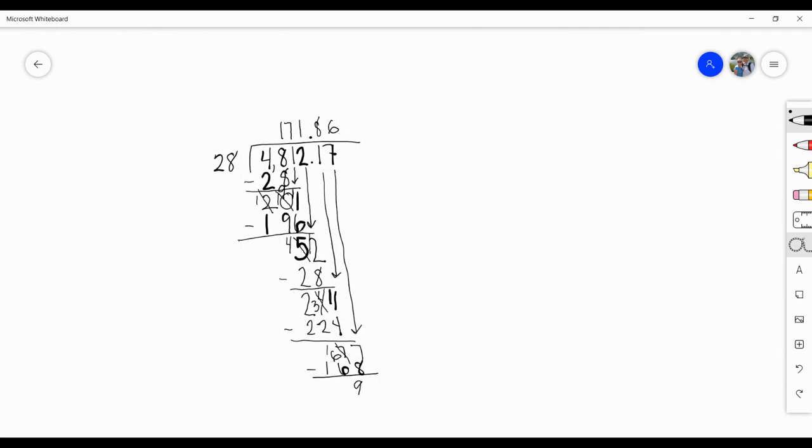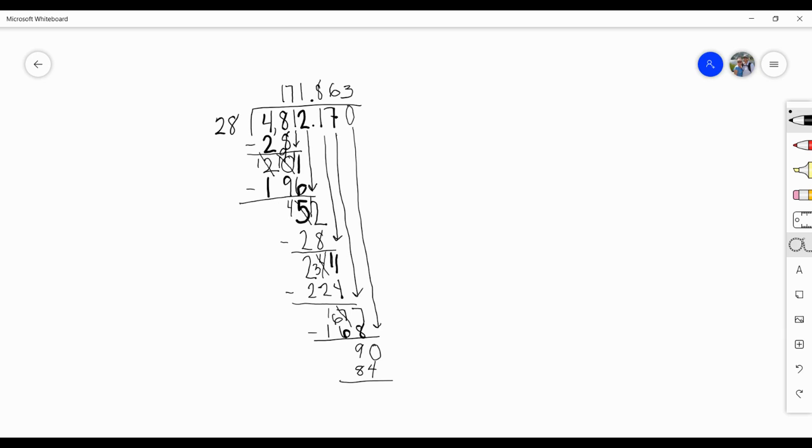Now I need to go out to 3 decimal places. So I have to add a 0. Then I have to bring down my 0. Now I need to see how many times 28 can go into 90. And that can go 3 times. So at the top I write a 3. I can multiply, and that comes down to 84. I do not need to finish subtracting. I can if I would like. So I'll go ahead and subtract, and it leaves me with a 6.